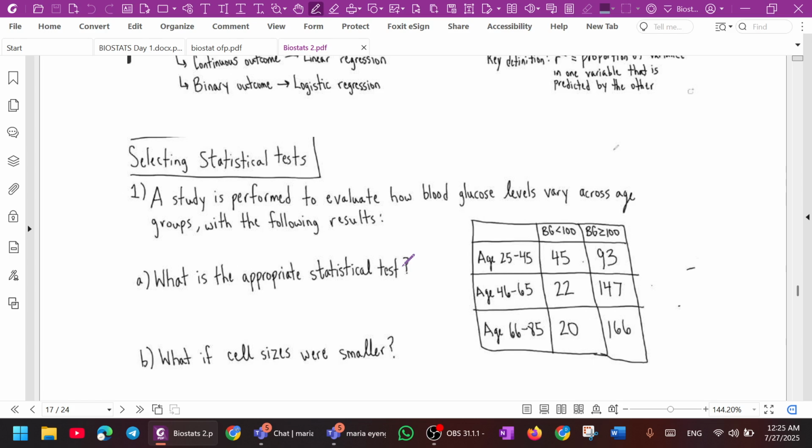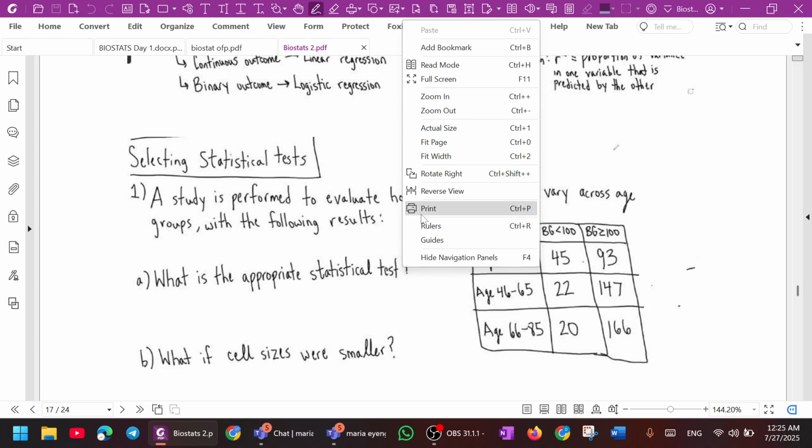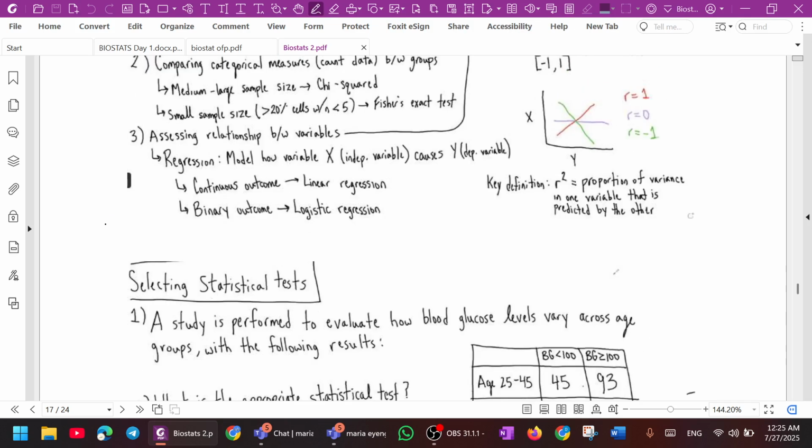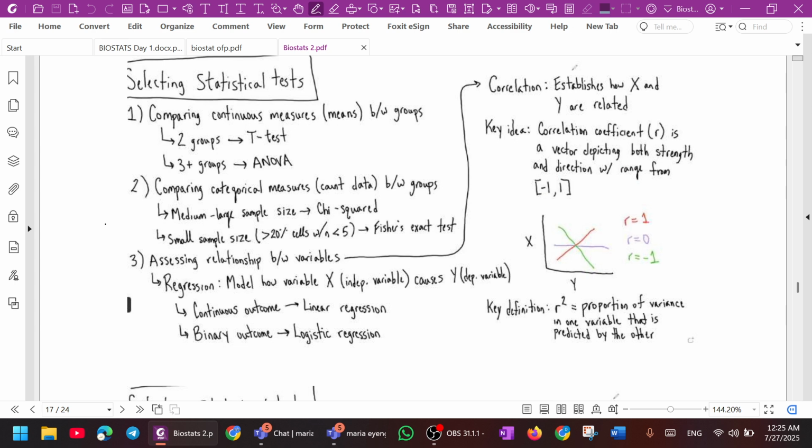They are talking about the level of the blood glucose according to the age group. Okay, they are categorizing the blood glucose level according to the age group. Can we say that it is categorical? But the sample size is smaller, less than 5, isn't it? We are answering this question first. So what would be the answer to this question? What is the appropriate statistical test?